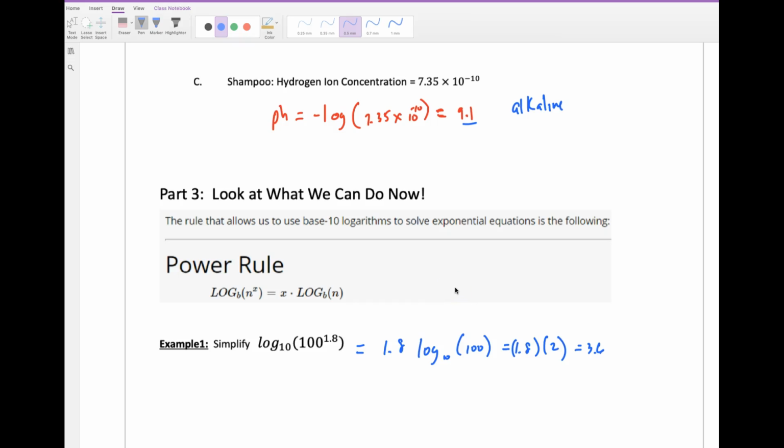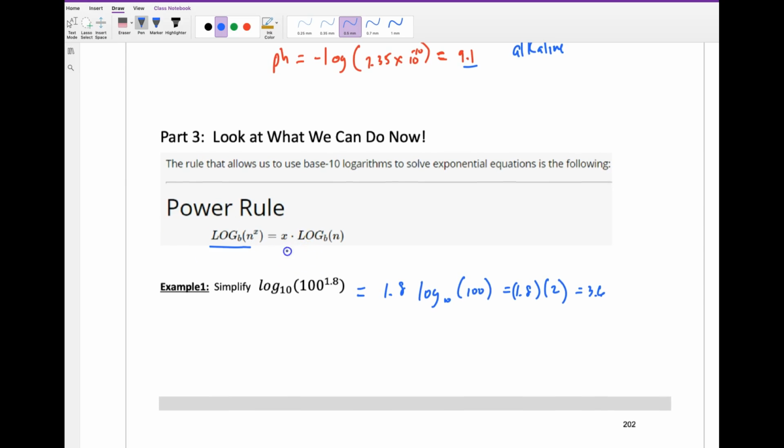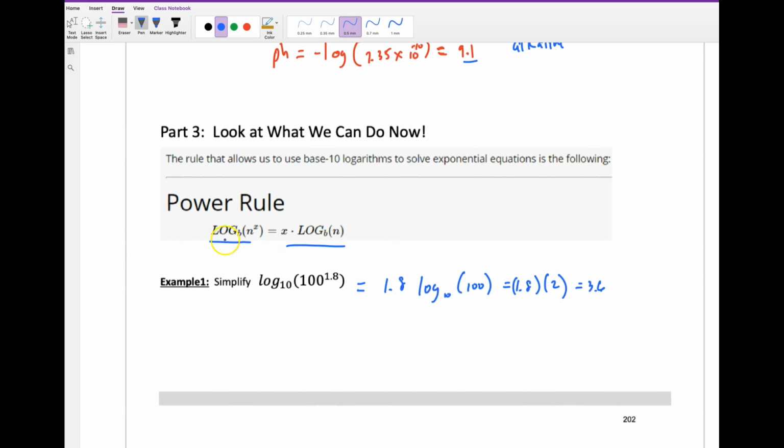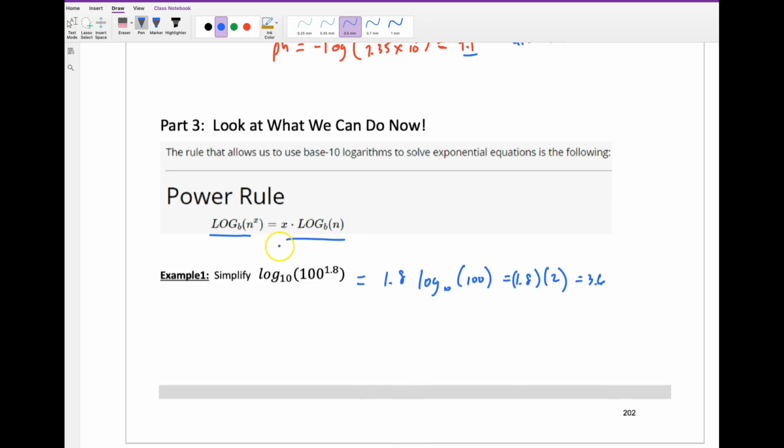The last part of lesson 4.7 is what we call the power rule. There's an interesting rule that we don't prove in this class, but we use, where you say log base b of n to the power of x is equal to x times log base b of n. So these are equivalent expressions. So this is an equation.